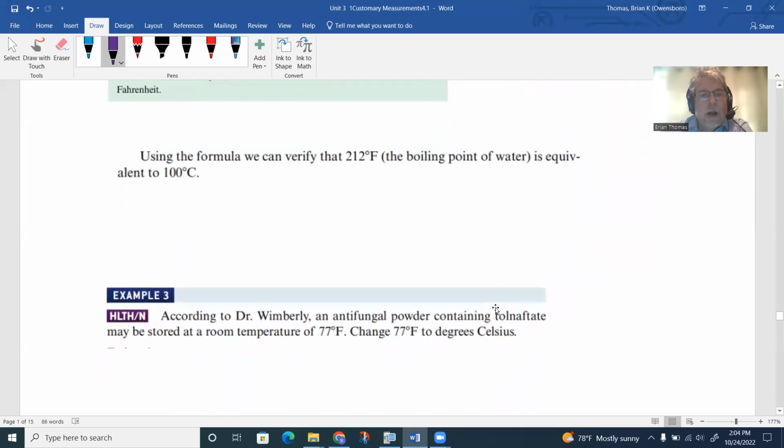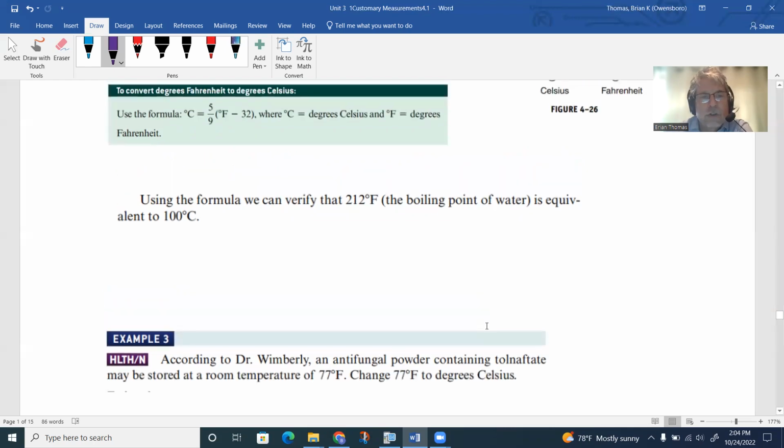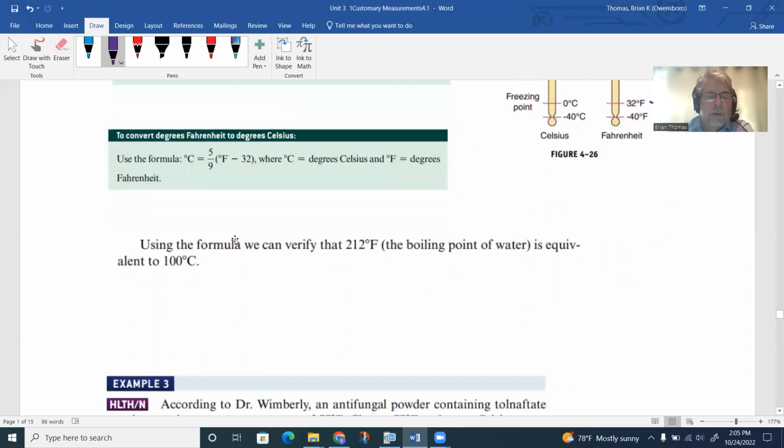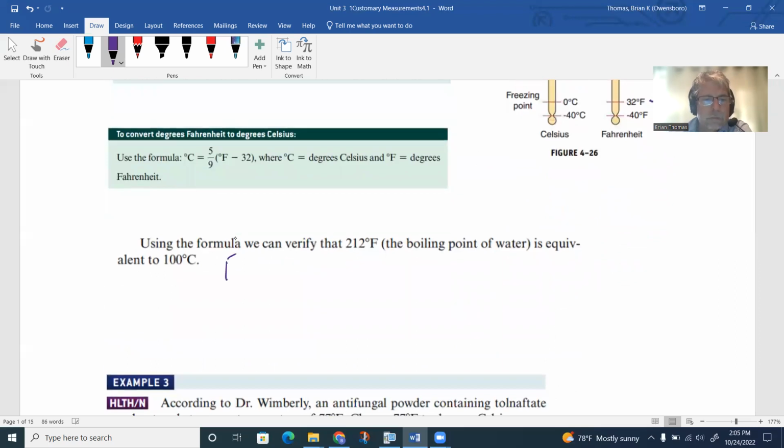So as we move into the problems, if I want to use the formula to verify 212 degrees Fahrenheit, the boiling point of water, is equivalent to 100 degrees Celsius, what I can do is use this first formula, F equals 9/5 degrees Celsius plus 32. Doesn't really matter which formula you use. So the formula would look like this. Or I could also use 1.8 times the degrees Celsius plus 32.